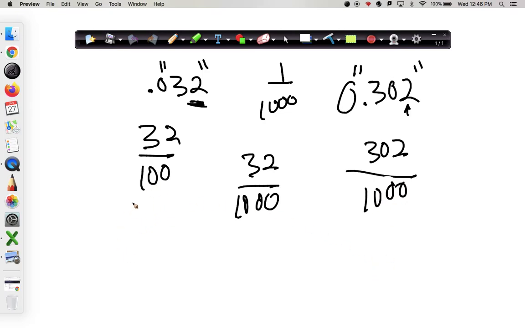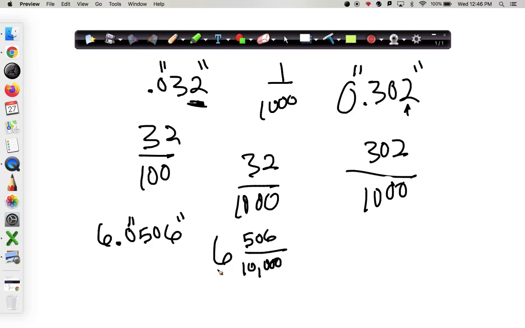Let's try an even more challenging one. Let's say 6.0506. So that is 6, and then we do this part, 506. 506, and the 6 is in the 10 thousandths place. So that's 6 and 506 10 thousandths.